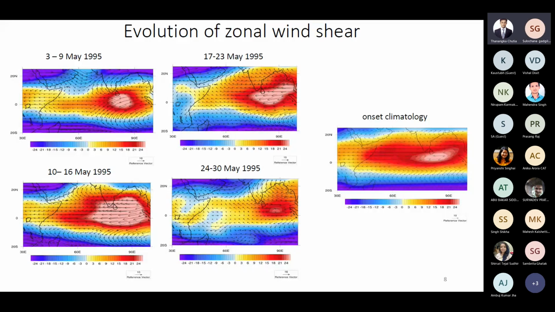But here it looks somewhat closer to the onset climatology between 10 and 16, but there is a sharp decline in the zonal wind shear. So I don't know, the structure doesn't look like onset to me, but since this paper calls it a bogus onset, let's assume for a moment that it's a bogus onset, or whatever it is, and move ahead.